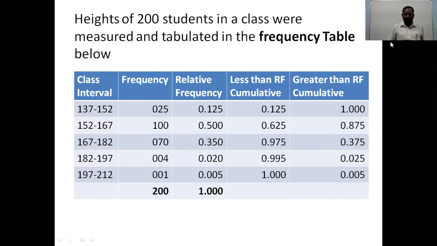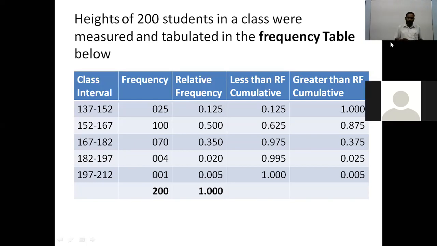Now, this height has been measured in centimeters. The height measuring unit is centimeters. So I have measured the height of all these 200 students in centimeters. Clear? After measuring the heights of all these 200 students, how many data points do I have? 200. Yes, we have 200 data points, with the unit centimeters.